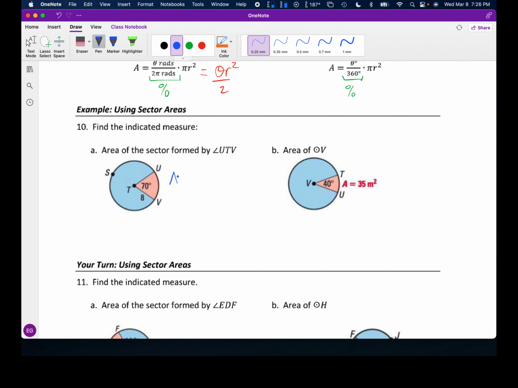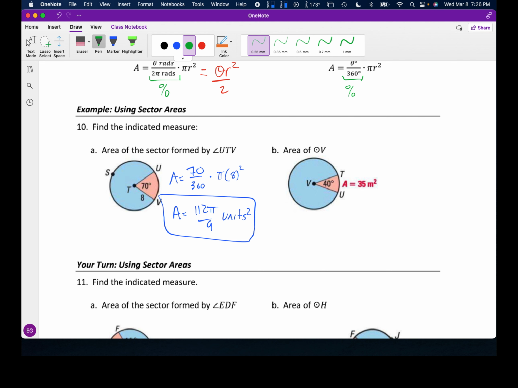And again, just like before, we're not going to type the pi in our calculator, and we'll just do 70 over 360 times 64. And we will get that the area is 112 pi over 9 units squared, because it's area. So remember, our units are squared.